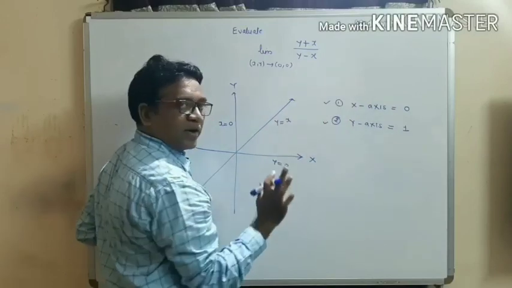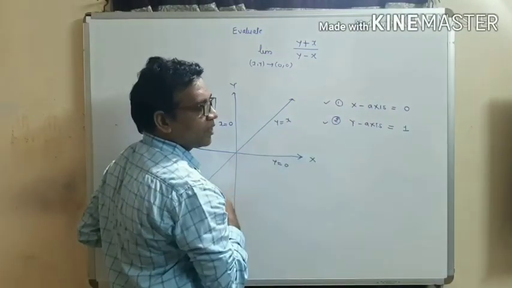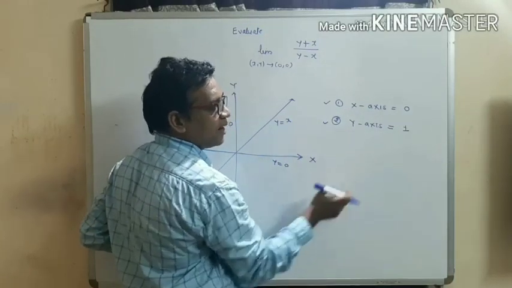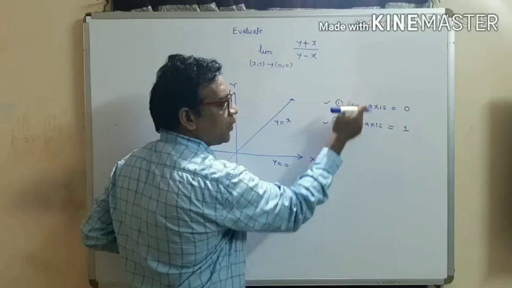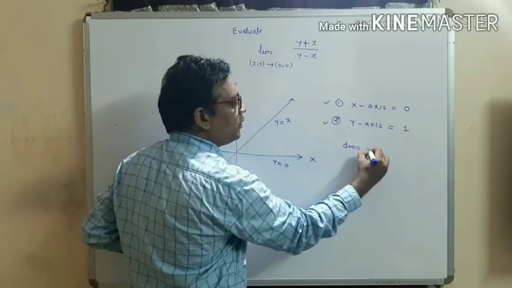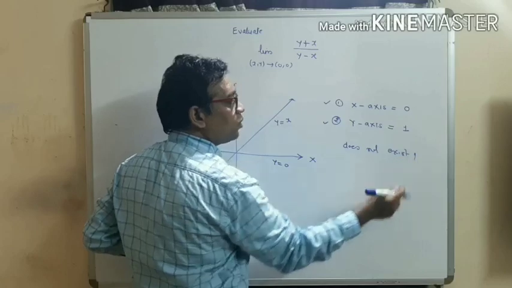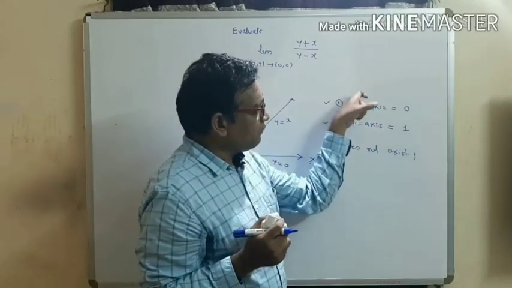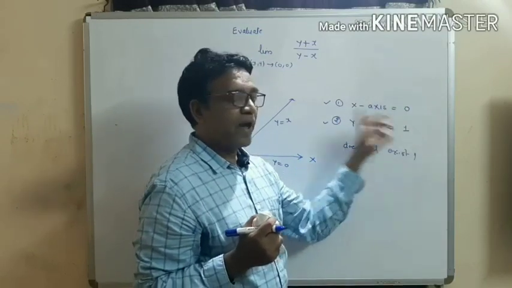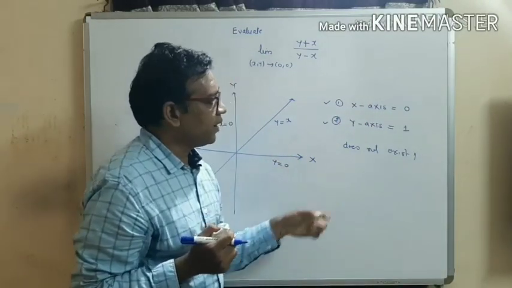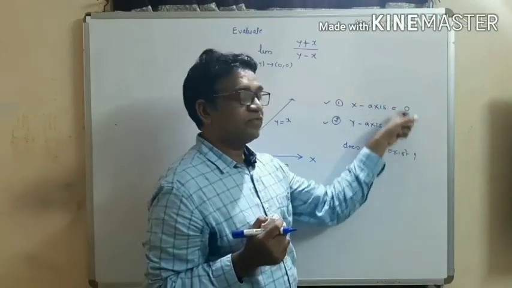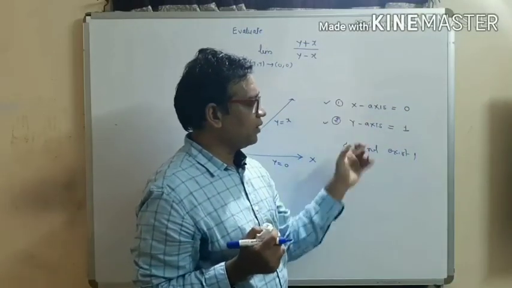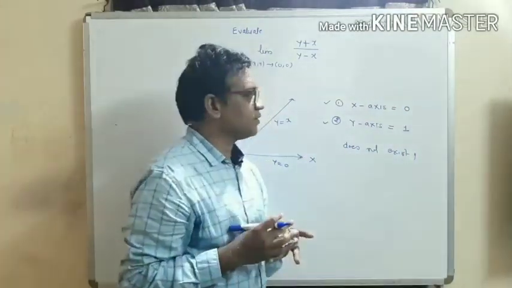First of all, find out the limit along the x-axis. Suppose it is 0. Find out the limit along the next path. Suppose it is 1. Then we can say that the limits are different along two different paths. It is called limit does not exist. See how to show that the limit does not exist. Limit does not exist means take different lines and get different values. What is the process? Take different equations and find out different limits. If the limits are different along two different paths, then we can say that the limit does not exist.